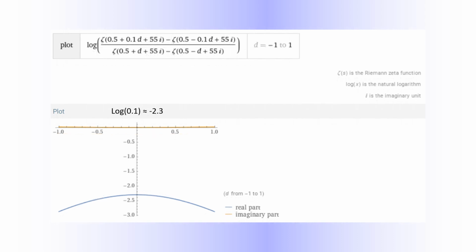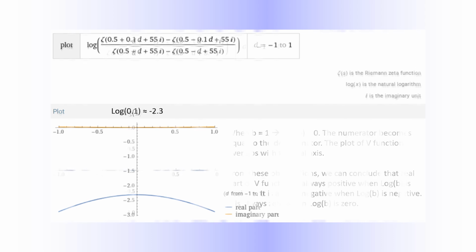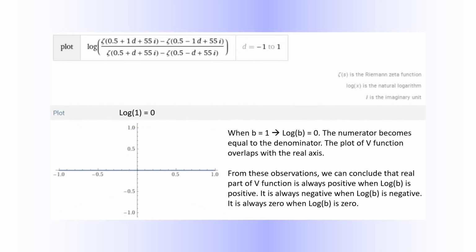These examples show that real part of v function intersects with the critical line at log of b. When b equals 1, log of b is 0. The numerator becomes equal to the denominator. The plot of v function overlaps with the real axis. From these observations, we can conclude that real part of v function is always positive when log of b is positive. It is always negative when log of b is negative. It is always 0 when log of b is 0.